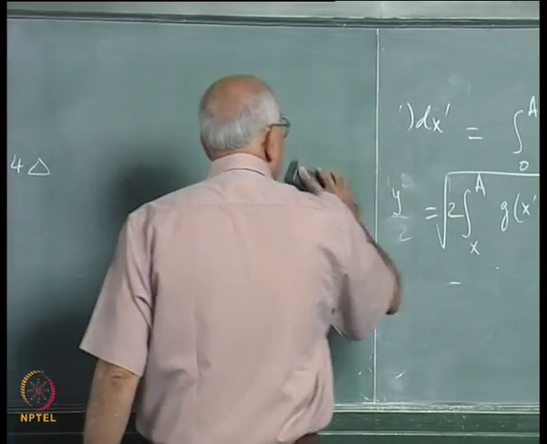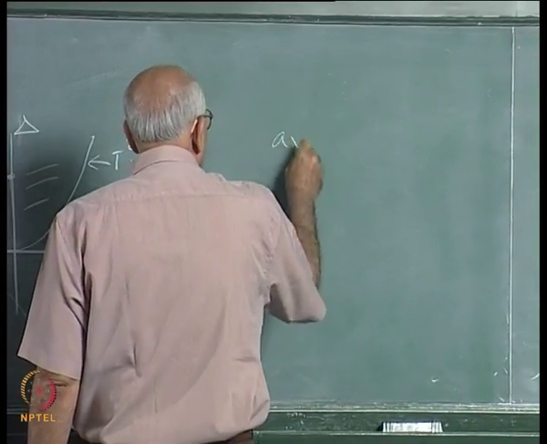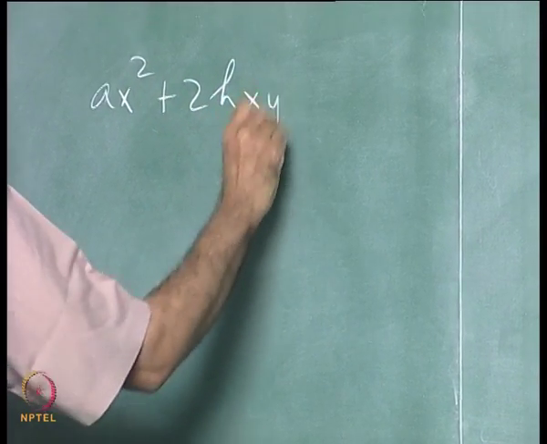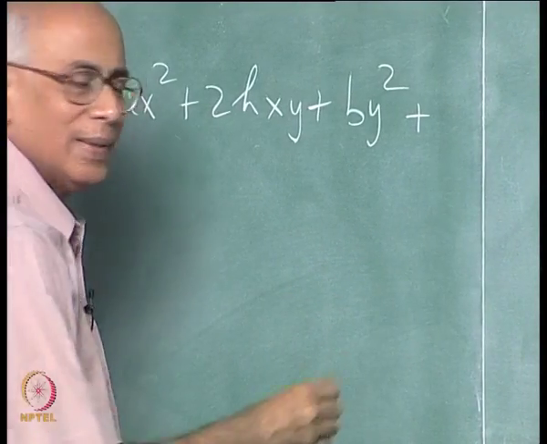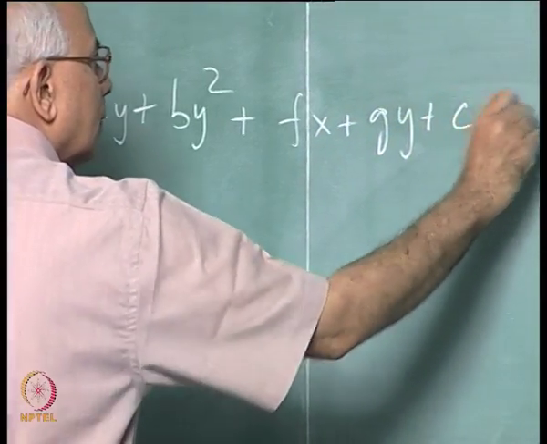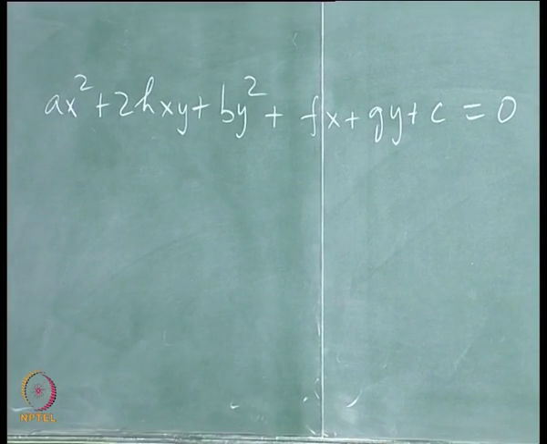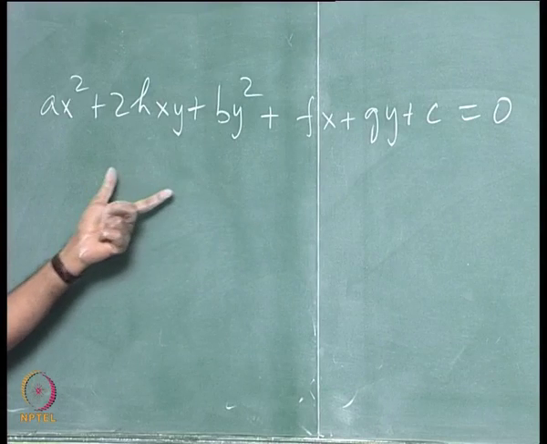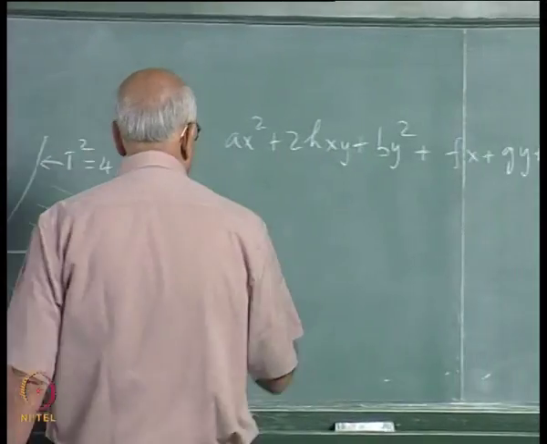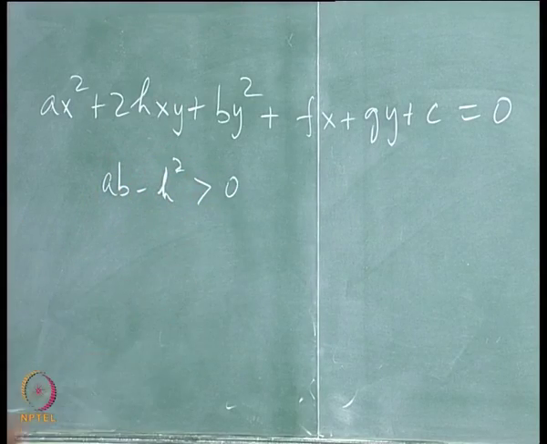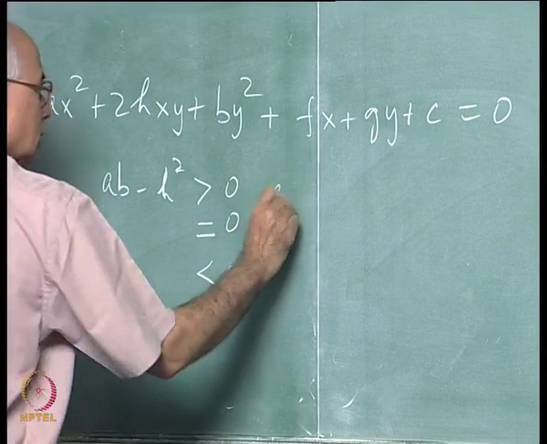What is the condition on an equation of the second degree to describe a conic section which is an ellipse? If you recall from coordinate geometry, the general equation is of the form ax squared plus 2hxy plus by squared plus linear terms. Under what conditions is this an ellipse? What is the condition on these coefficients? This describes a conic section, it is an equation of the second degree. So under what conditions do you have an ellipse or a parabola or a hyperbola? When you have ab minus h squared greater than 0, this is an ellipse. When it is equal to 0, you have a parabola, and when it is less than 0, you have a hyperbola. So this is an ellipse.